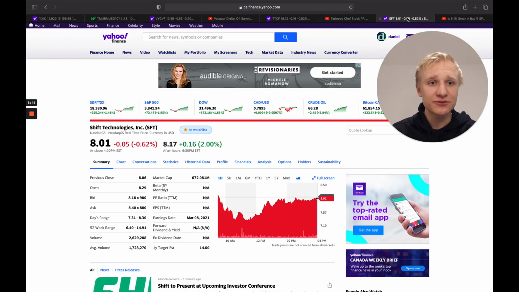So next we have Shift. Now, this is a very interesting company. They're involved in kind of like the used car sales business. They have an e-commerce platform that lets you buy and sell used cars. Now, why is this interesting? Obviously, as interest rates rise, the price of cars will go up naturally.